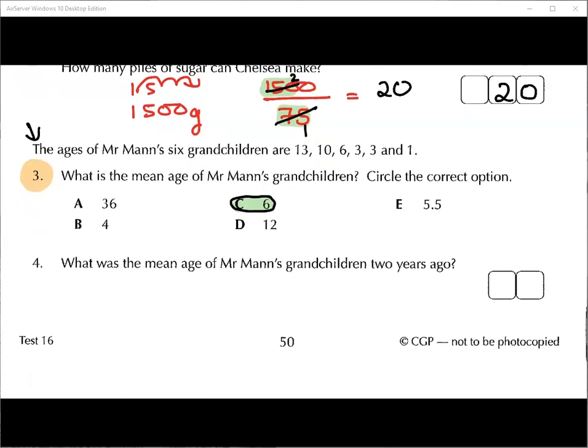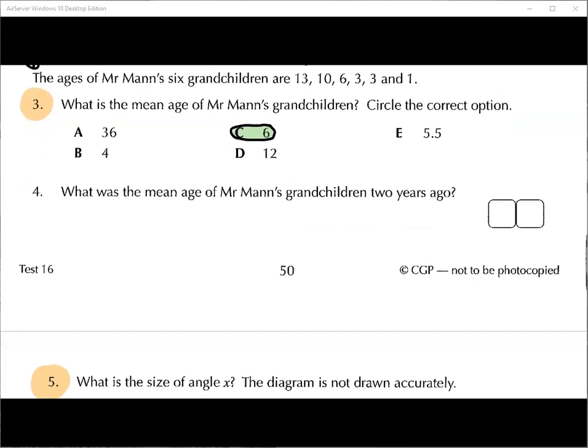So how do you work out the mean? Mean, you have to add all the numbers up and divide it by the number of values. Sorry, we also got 1 as well. So you got 13, add 10, add 6, add 3, add 3, add 1, divided by 6. That will give us the mean. So what do all the ages add up to? 36. And you divide it by 6 children. So 36 divided by 6 is? 6. That's why the answer is 6.